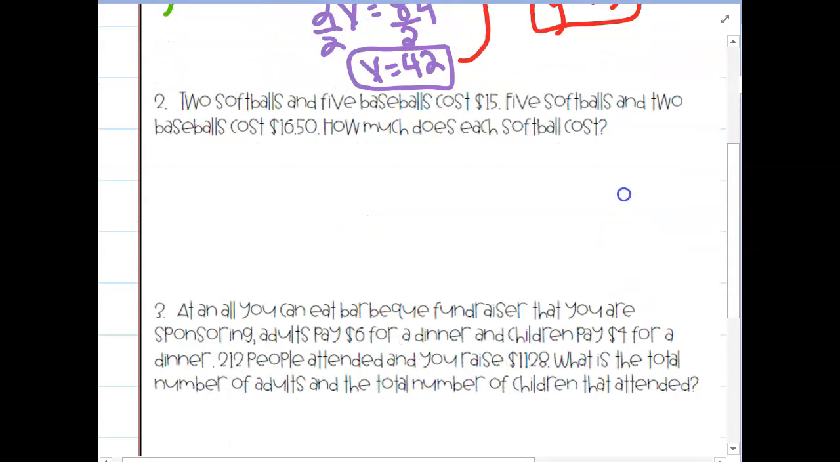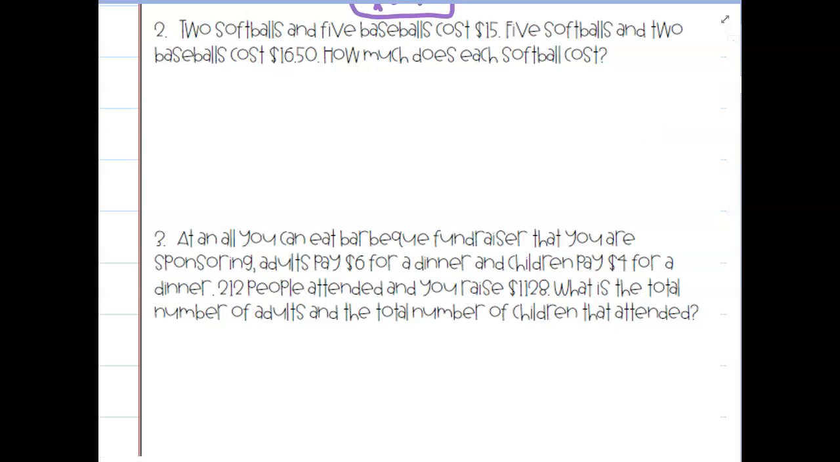Okay. The next one. 2 softballs and 5 baseballs cost $15. 5 softballs and 2 baseballs cost $16.50. How much does each softball cost? Okay, I need 2 variables. It only asks for one, but it kind of leads you into what the other ones are going to be. What are my variables going to be? S and B.